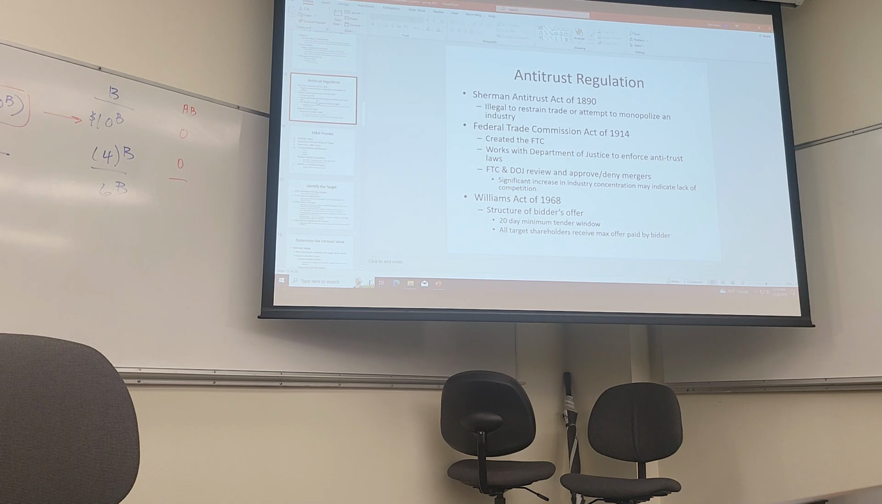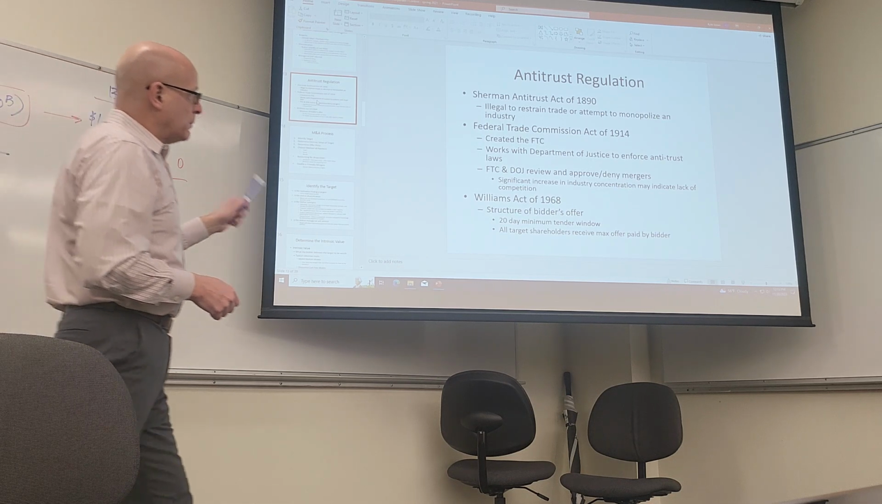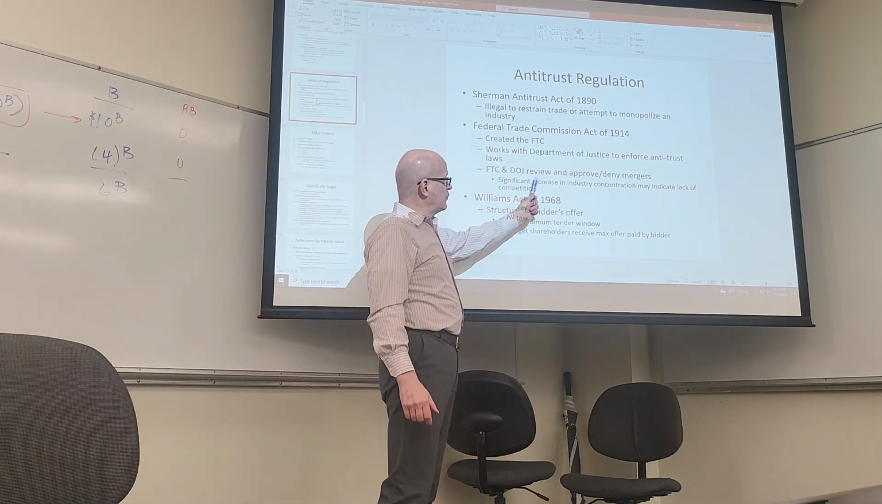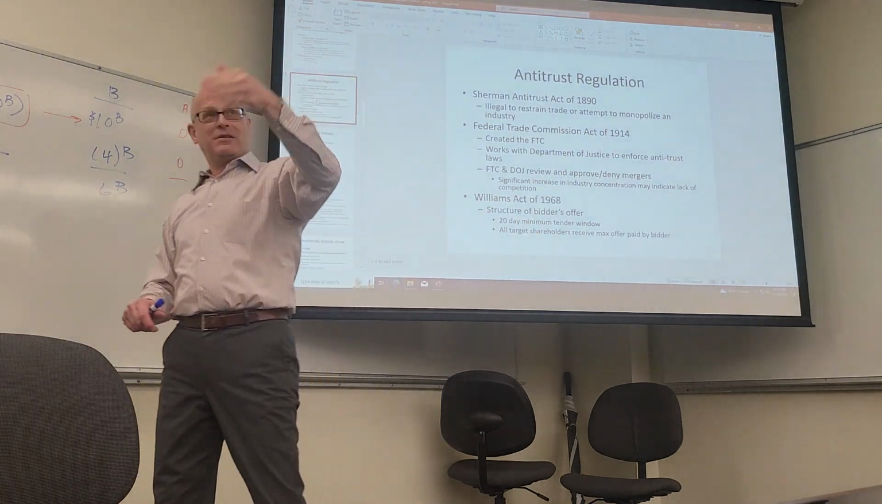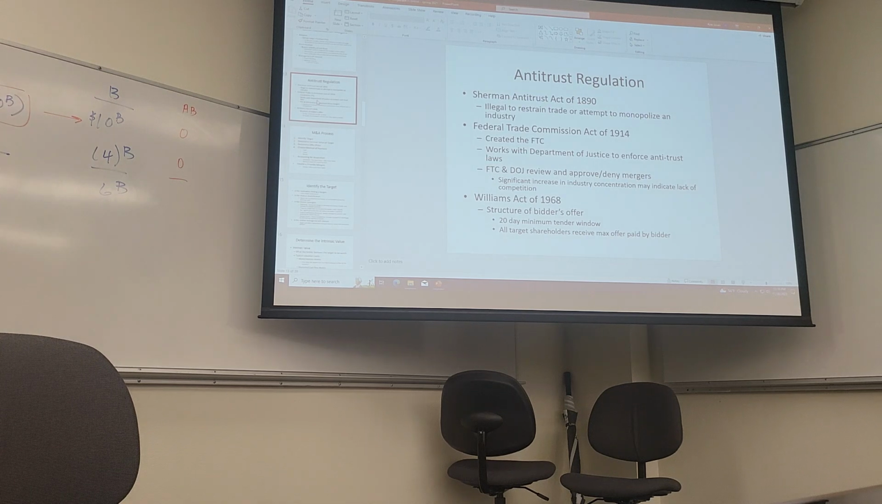And then you had the FTC Act a couple decades later that created the FTC, the Federal Trade Commission, and it meant that they and the Department of Justice would review and either approve or deny mergers and acquisitions that are proposed. So like the Pfizer-Allergan deal would have had to go up for FTC and DOJ approval before it could have gone through.